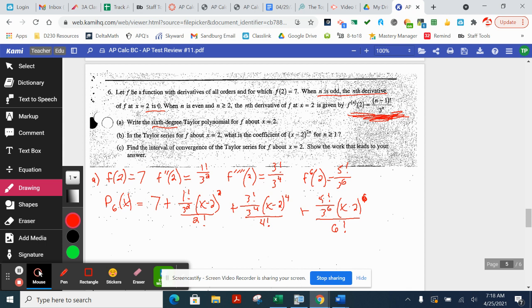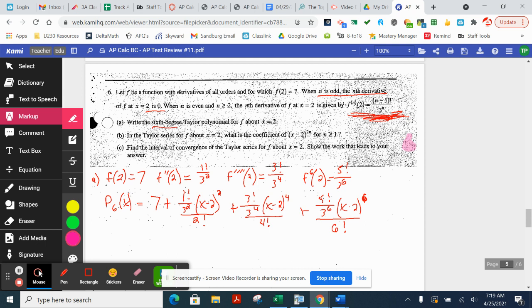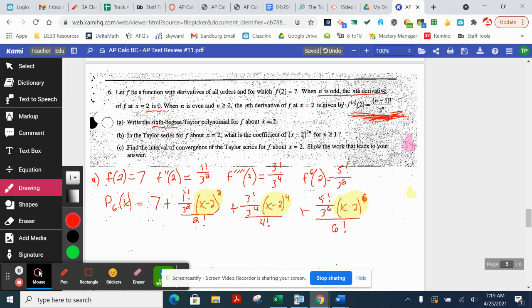All right, and then letter B, in the Taylor series for f that we just found in the previous question, what is the coefficient of x minus 2 to the 2n power? So what that's asking, let me change to yellow. This is x minus 2 to the 2n. This is an x minus 2 to the 2n. X minus 2 to the 2n.